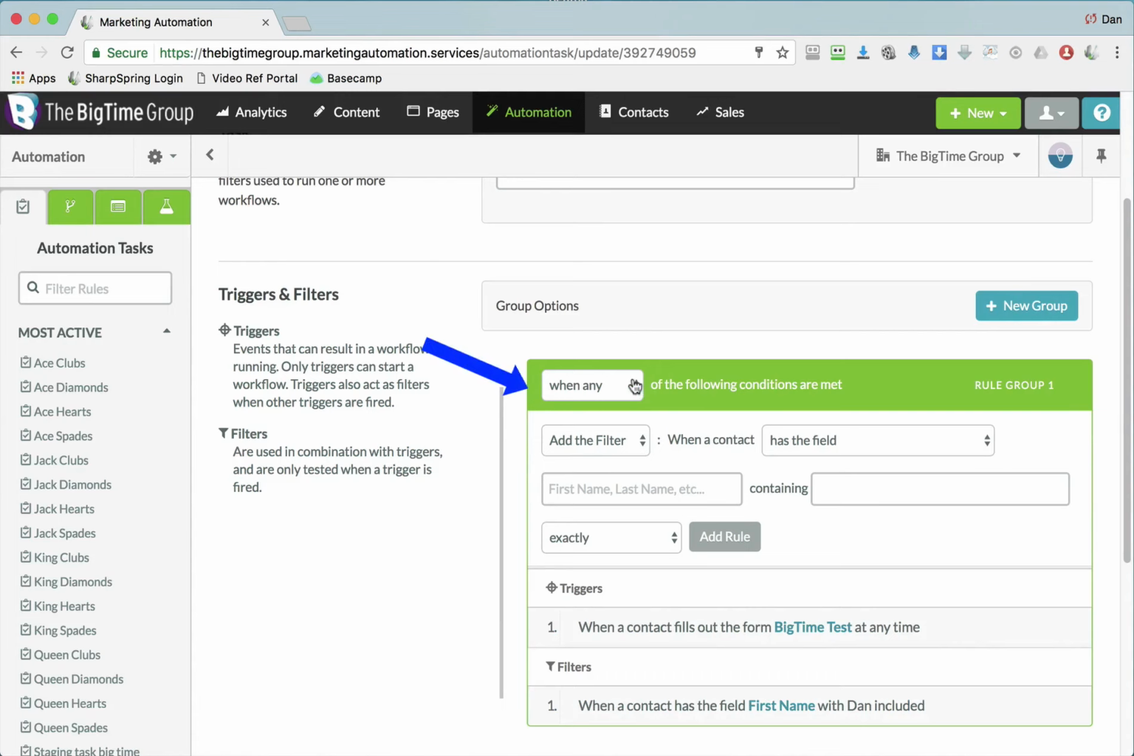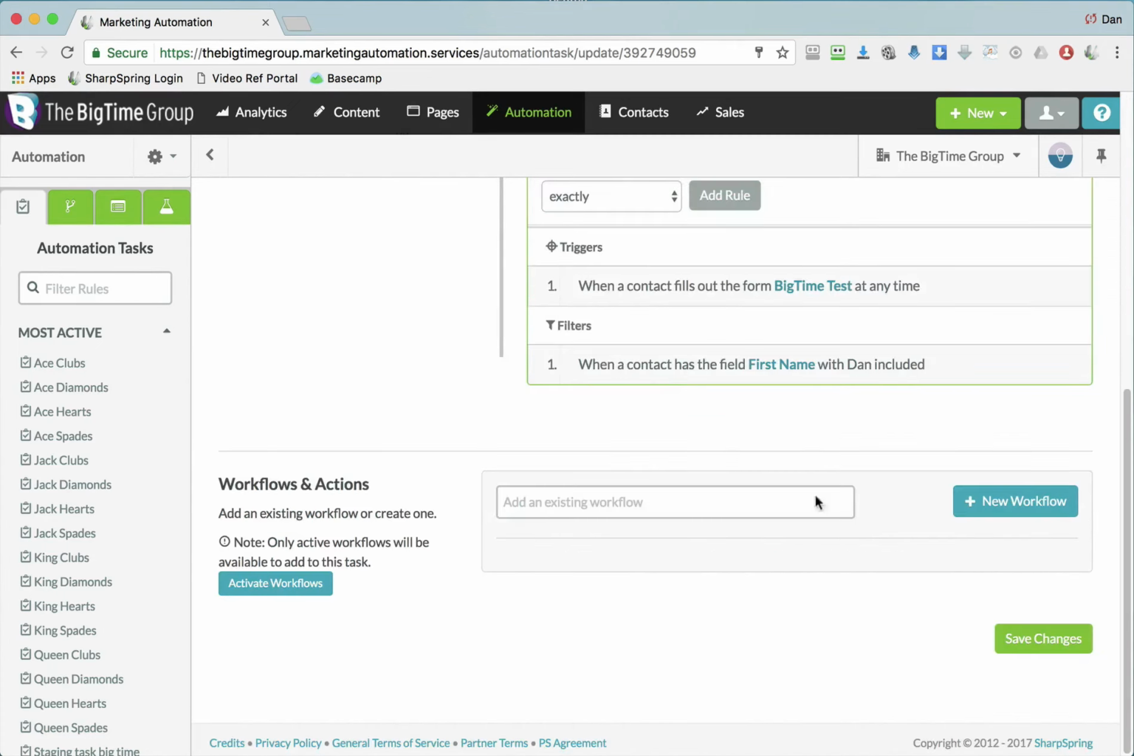Now, this drop down up here says when any or when all, meaning that if you had a lot of different triggers here and it didn't matter which of those triggers happened, you could do when any. However, if it was important to you that every one of those triggers needed to happen, for instance, they fill out a form, they include their industry in that form, they have the first name Dan. If you only want the workflow to be triggered when all of those things happen, then you want all. If it doesn't matter which one of those, click when any.